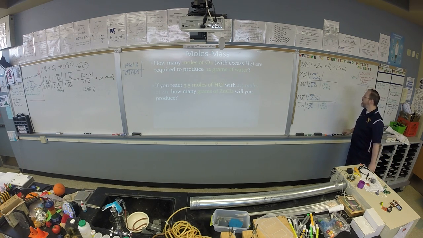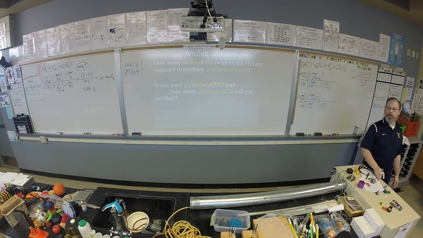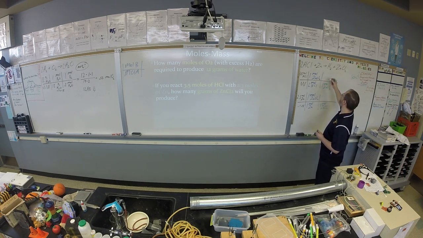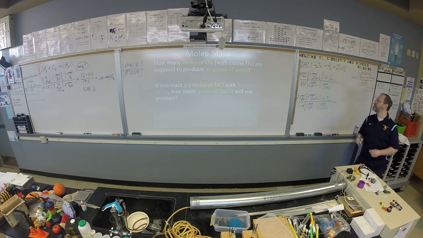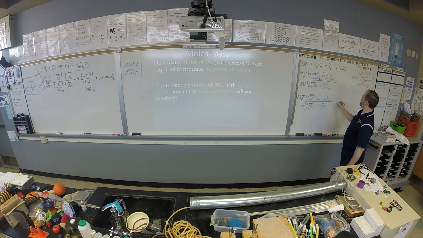So now we have moles, we have to get to grams. How many grams are in a mole of zinc chloride? 136. We're going to go with 136 grams of zinc chloride. Now my last unit is grams of zinc chloride. Is that what I'm looking for? Yay, now I can do some math.